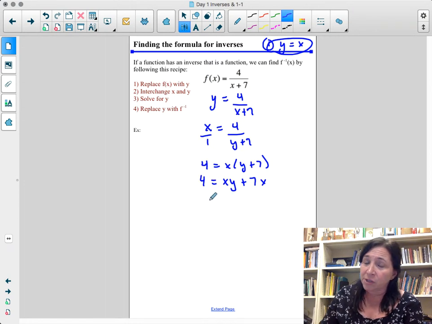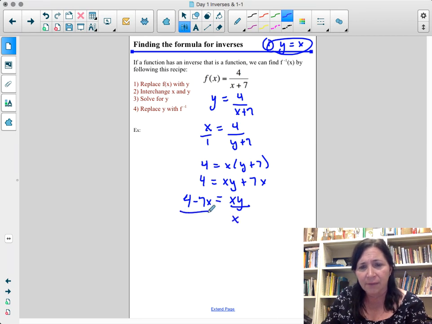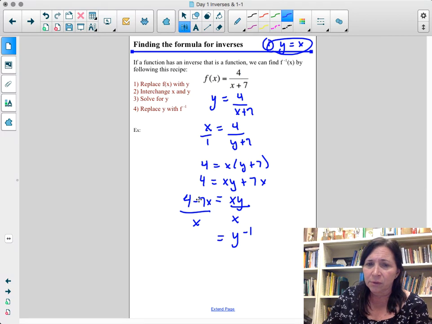And I'm still trying to solve for y. So I'm going to move the 7x to the other side. So I have xy equals 4 minus 7x. And I'm going to divide by x. Now I have my y by itself. So I have y inverse is equal to 4 minus 7x divided by x. And so there's my inverse.